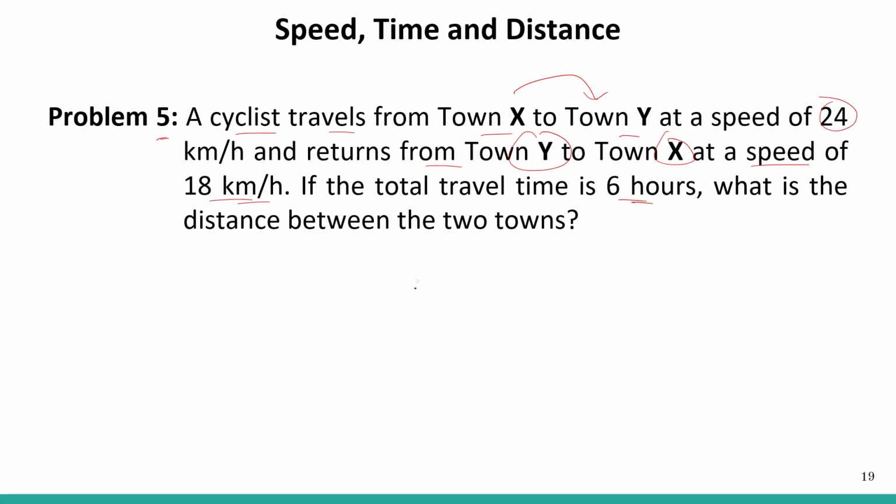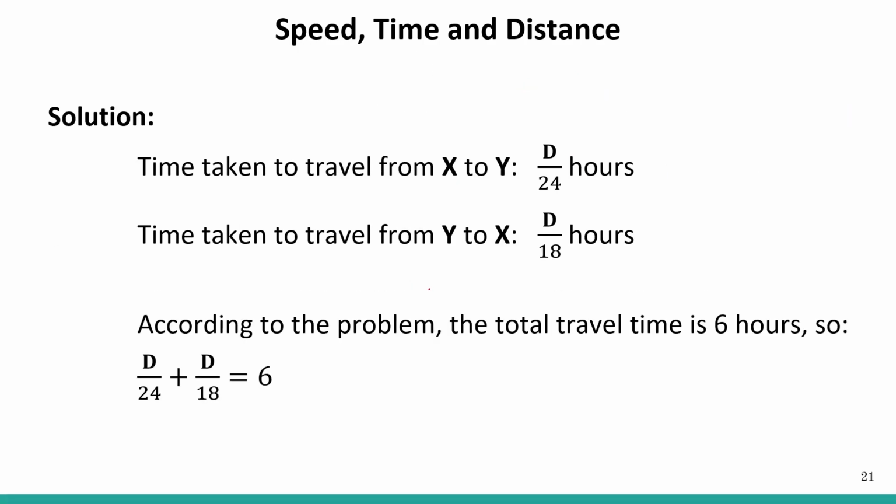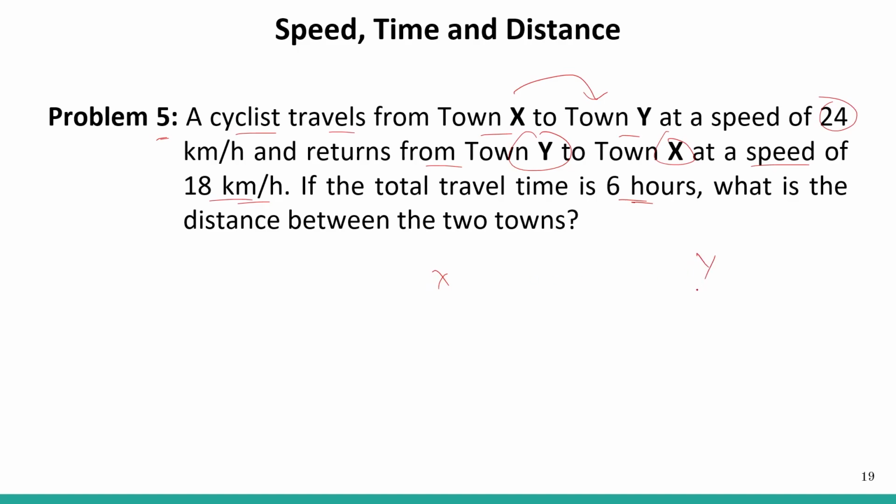Okay, so if the towns are X and Y, as he goes from X to Y, it is 24 km per hour, right? And as he returns, his speed is what? 18 km per hour. So if the total travel time is 6 hours, given that, the distance is constant, let the distance be d. So 2d by 6 will be the average speed, okay, because the total time is what? 6 hours. Then what is the distance between the two towns?